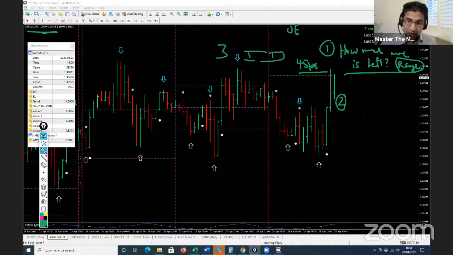The second statistic that you must know, traders, is how long it takes to get to the target, or to the range, or to the move. The first question is how much move is left.